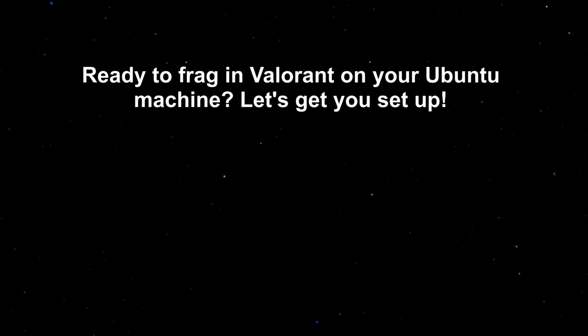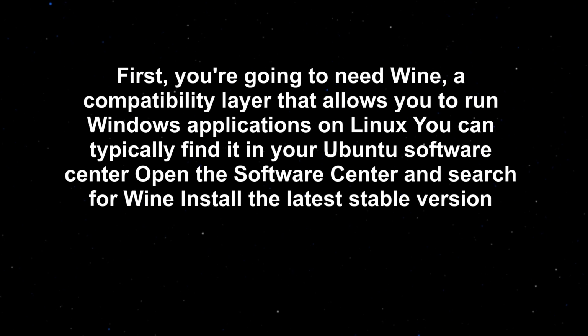Ready to frag in Valorant on your Ubuntu machine? Let's get you set up. First, you're going to need Wine, a compatibility layer that allows you to run Windows applications on Linux. You can typically find it in your Ubuntu Software Center.